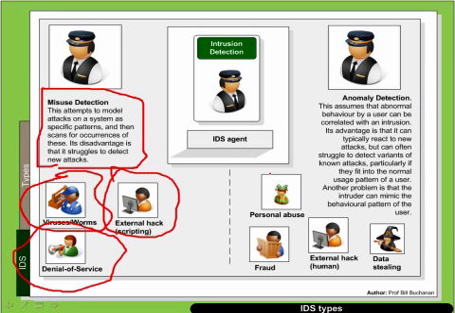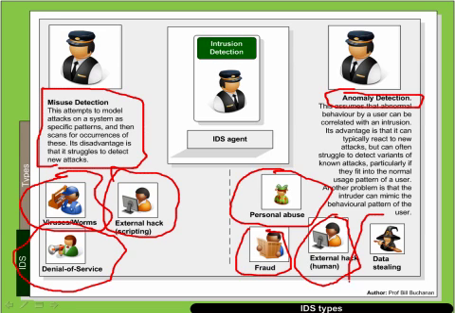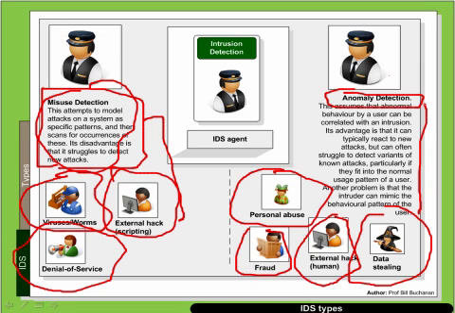For other types of attack, typically ones that are more human based, we have what's called anomaly detection, which focuses on defining what is normal and then monitoring activity to see if it deviates from this normal. So areas such as personal abuse, fraud, an external hack from a human, and data stealing will typically be focused on anomaly detection. The systems we will look at typically focus on misuse detection, but anomaly detection is a growing area.